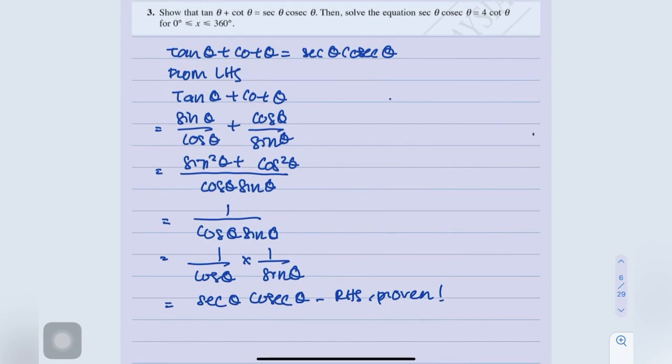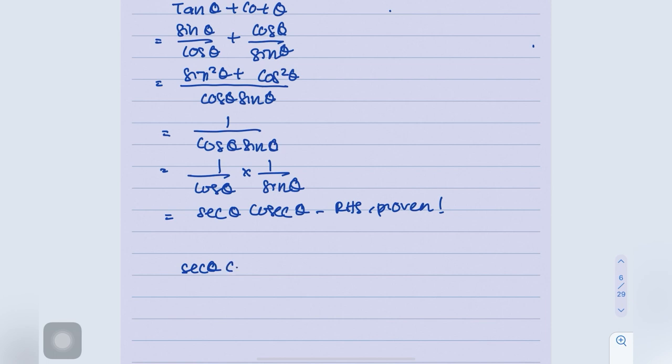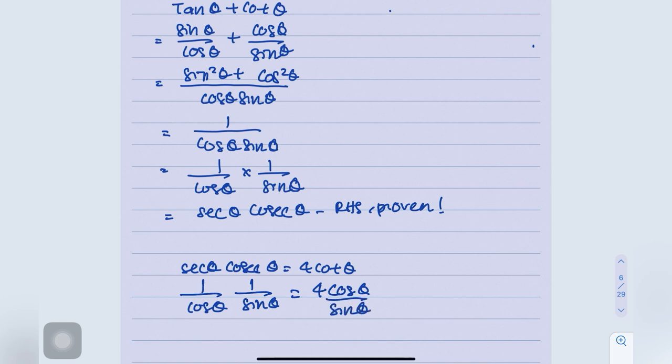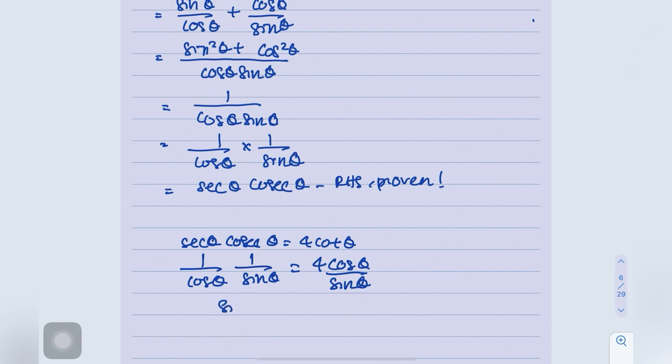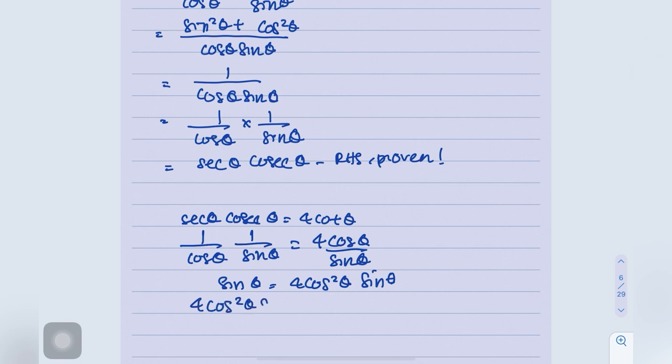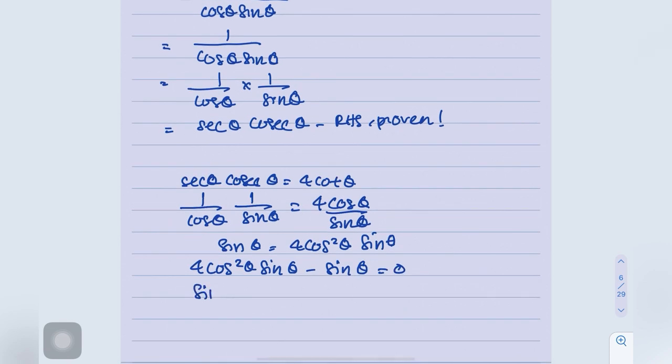Then we need to solve the equation secant theta cosecant theta equals 4 cotangent theta. Secant is 1 over cos theta, cosecant is 1 over sine theta, equals 4 times cotangent, which is cos theta over sine theta. We cross multiply and get sine theta equals 4 cos squared theta sine theta. Then we simplify: 4 cos squared theta sine theta minus sine theta equals 0. Then we factorize: sine theta (4 cos squared theta minus 1).